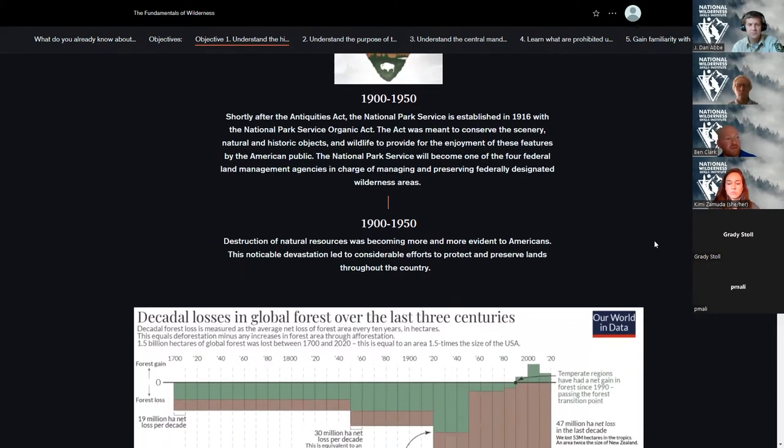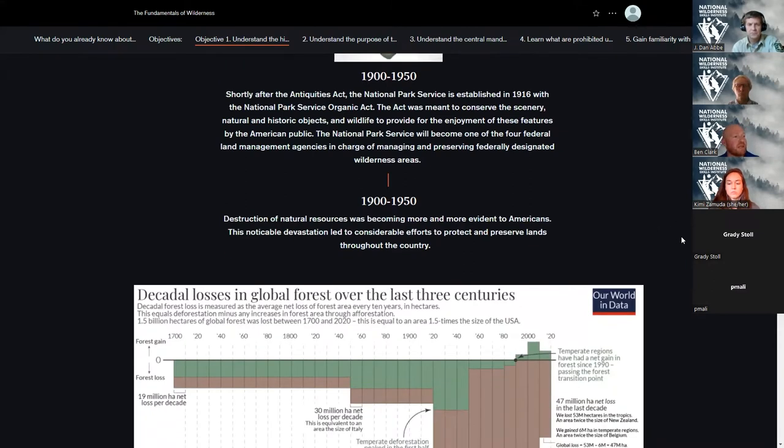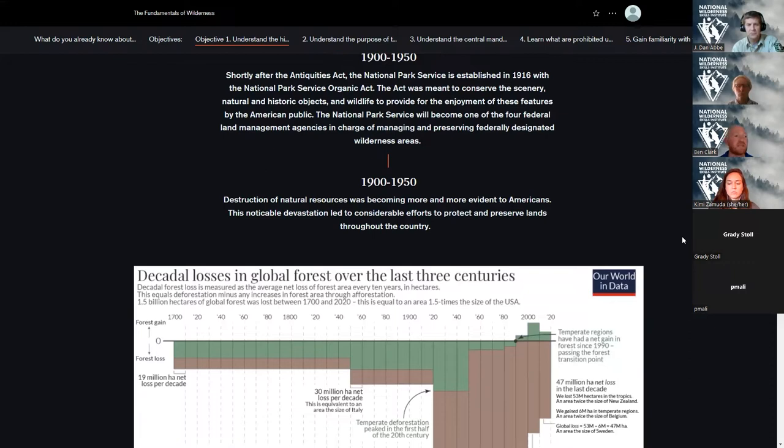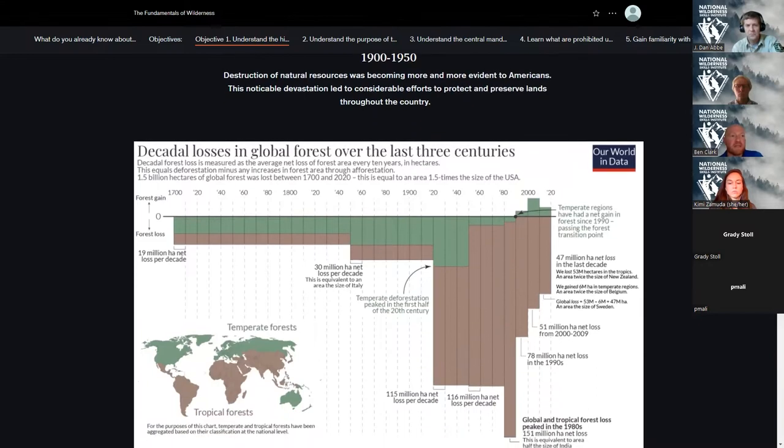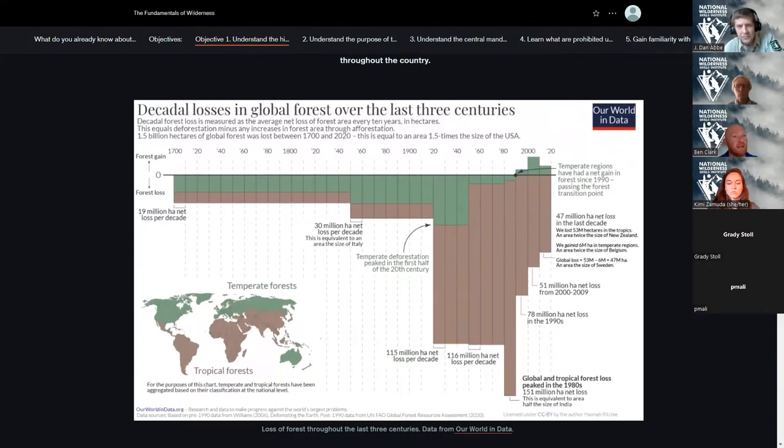Okay, so the destruction of natural resources was becoming more and more evident to Americans, and this noticeable devastation led to considerable efforts to protect and preserve lands throughout the country. And I thought I'd show this data here from Our World in Data, and it is world data for that matter. It gives you a sense that the green is temperate rainforests and the brownish color is tropical forests. And this is just decade by decade from the start of our timeline here of forest loss throughout the globe. And you can see the time frame we're talking about here. We can see this massive increase of forest loss right around the 1920s.